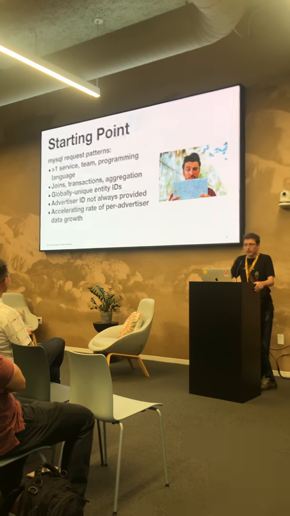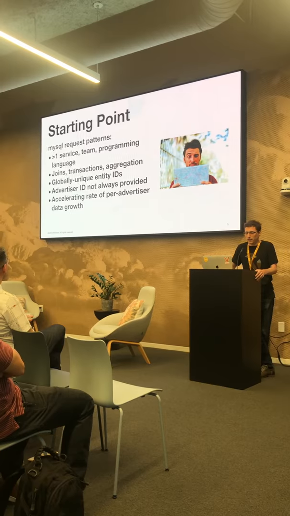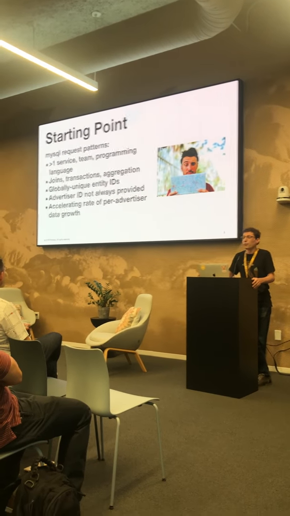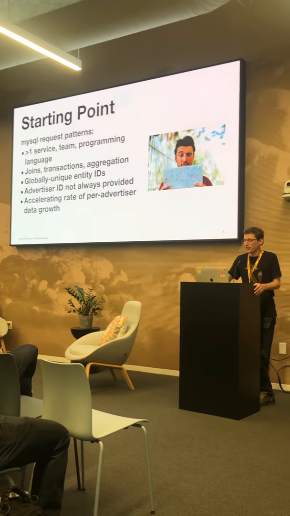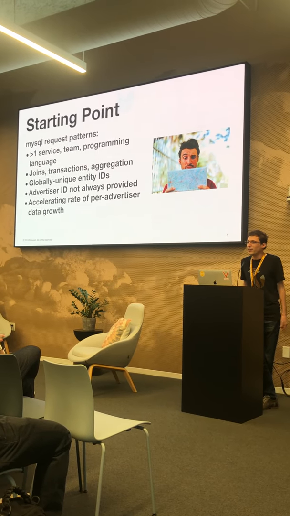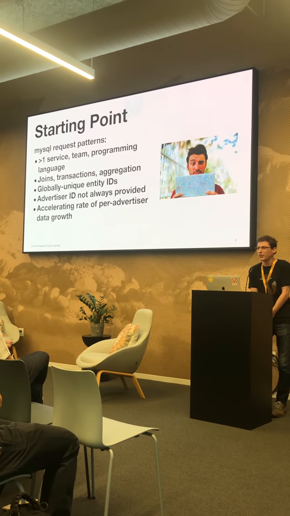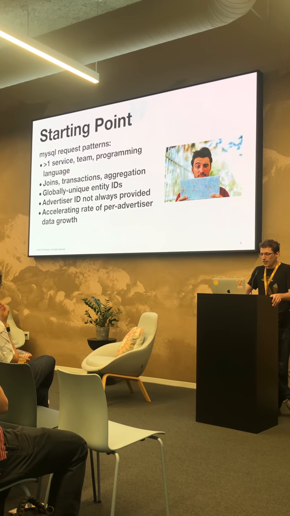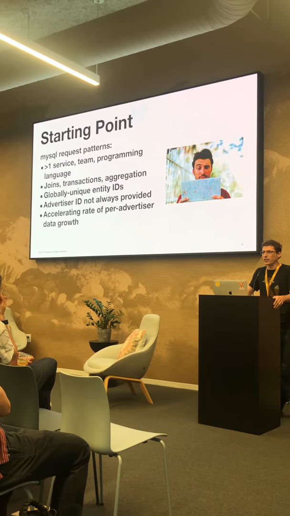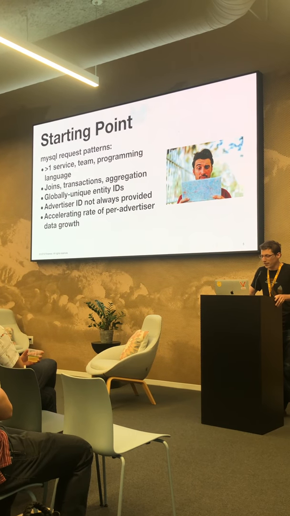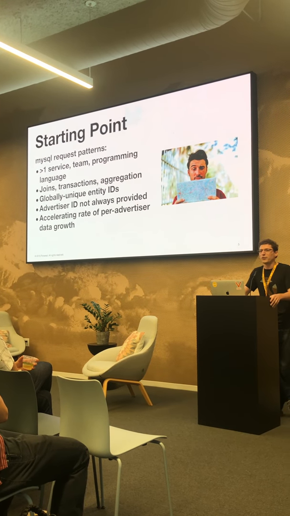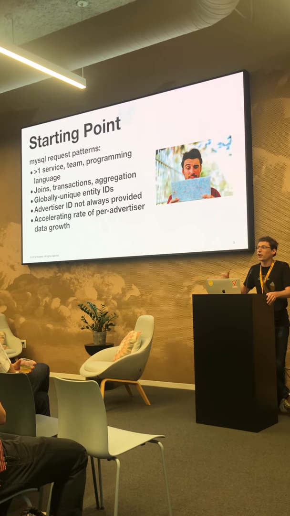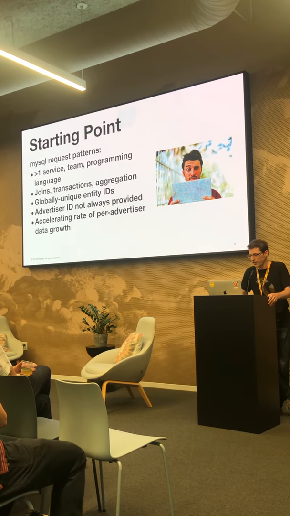In terms of our starting point, the problem we were looking at, we had multiple different services written in multiple different languages, owned by multiple different teams, all talking to this shard, using all the MySQL-y stuff, your joins, your transactions, your counts and stuff. It was very relational. We were using auto-increment to allocate a lot of IDs, which were globally unique. And so people were like, oh, I can just find a campaign by its ID. We wanted to shard by advertiser ID, but not all requests included advertiser ID.